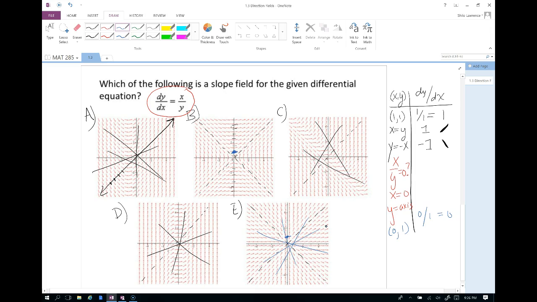So for these slope fields, all we're doing is plugging in different points in the plane into our differential equation, and we're thinking of dy/dx as representing slope. And if we plug in enough points, we can get enough of these little tangent slope representations to get an idea of what our graph is going to look like.